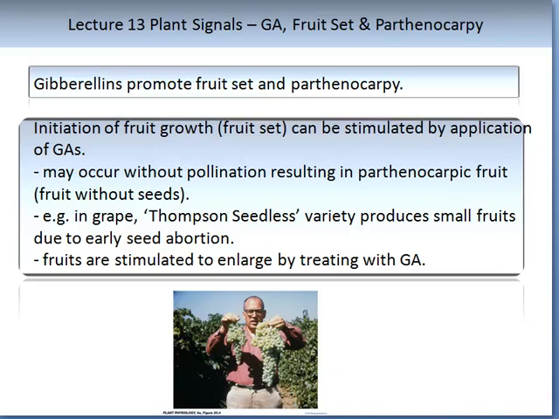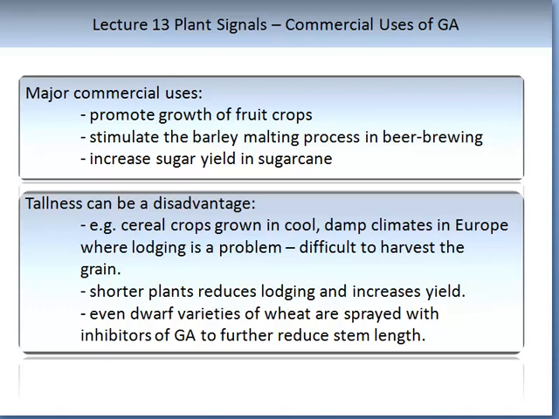Our increased understanding of how GA biosynthesis and functions in plants has allowed us to evolve commercial uses for this compound. The major uses are to promote growth of fruit crops, stimulate the barley malting process in beer brewing, and increase sugar yield in sugar cane.